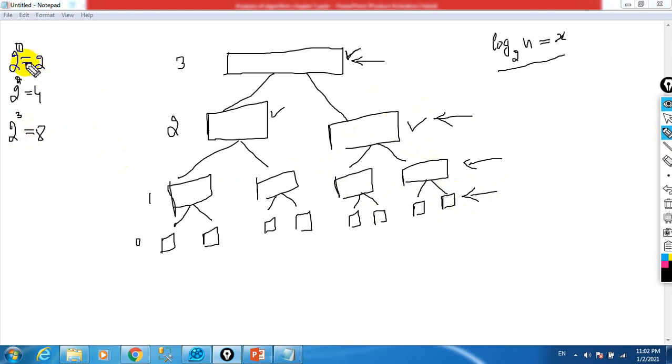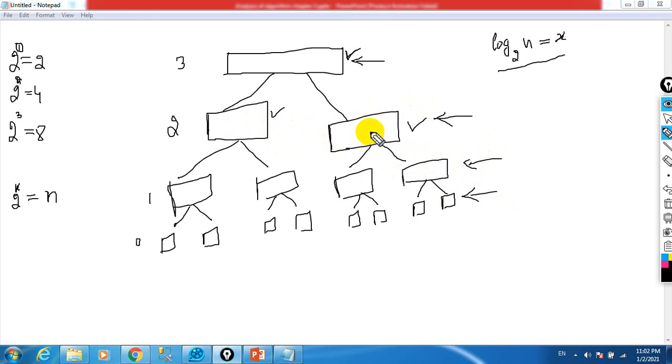So if we take 2 power k, or x, k is equal to n. 2 power k is equal to n. If 2 power 1, n is equal to 2. If 2 power 2, n is equal to 4. If 2 power 3, it will be equal to 8. So here we will have the number of nodes in each level.